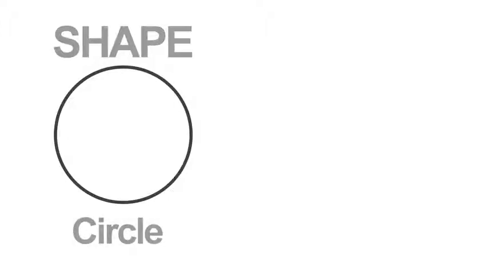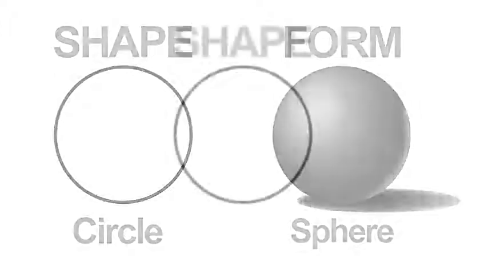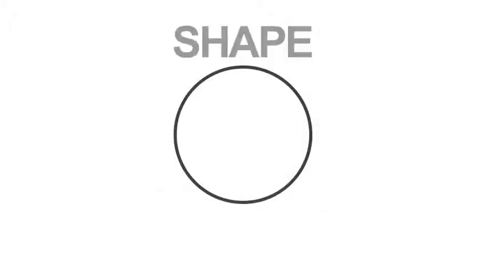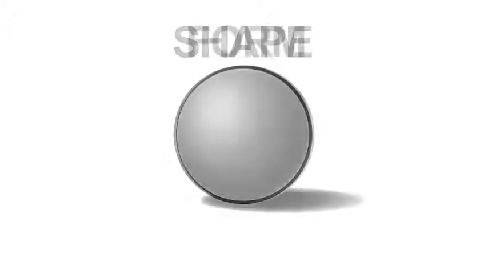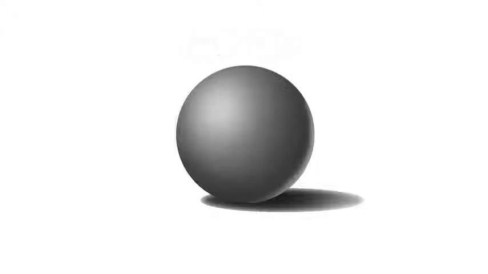A shape, of course, is a flat enclosed line. So if we take a line and close it up, we've created a shape, and in this case we have a circle. But we want to create the illusion of form in our drawing. And of course, the form version of our shape here is a sphere. So how do we do that? Well, we start with a shape, and then by adding value or shading, we create the illusion of a form.